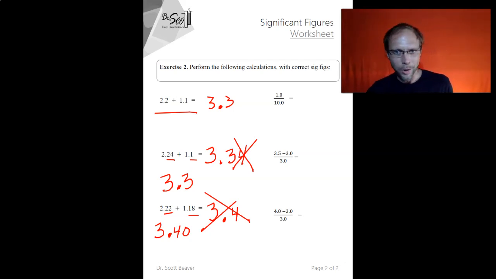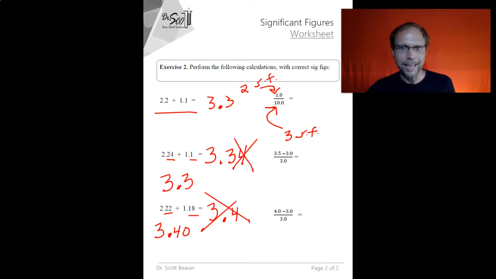Let's go up now to the second column. We've got multiplication or division. We're going to do the same idea, keeping the fewest number of sig figs. So note that 10.0 is going to have 3 significant figures. I'll maybe write that as an SF, where 1.0 has 2 of these significant figures. So our final answer needs to have 2 significant figures.